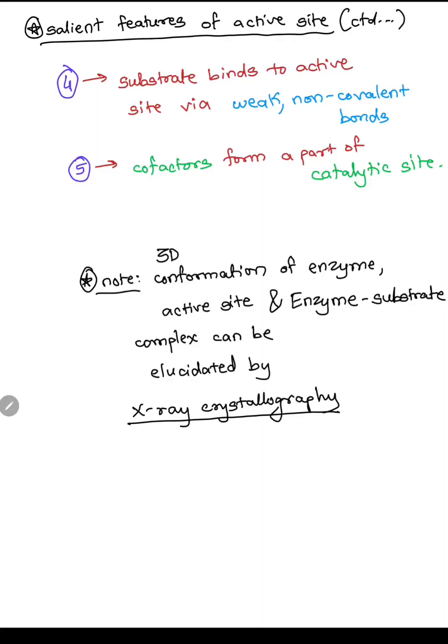Now, again, substrate binds via weak non-covalent bonds to the active site. Cofactors form a part of the catalytic site. The 3D conformation of the enzyme active site and enzyme substrate complex, we can illustrate that by a method called X-ray crystallography.